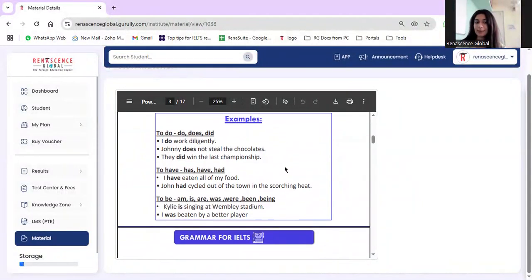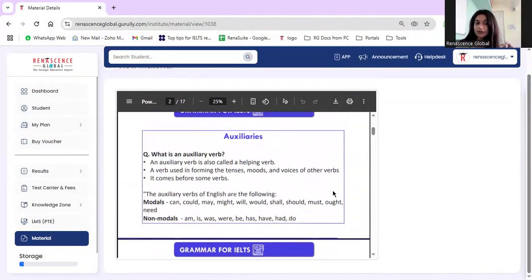Now, let's take an example. I do work diligently. Johnny does not steal the chocolates. They did win the last championship. So now do, does, did, all of these are auxiliaries.